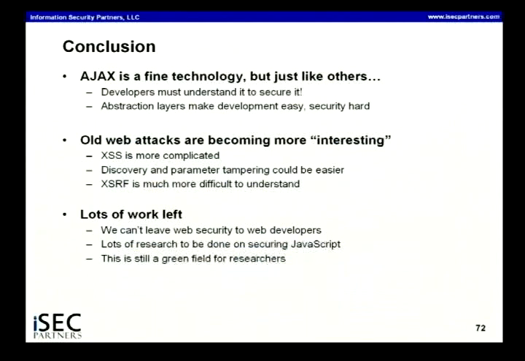So in conclusion, Ajax is a fine technology, just like others, but developers need to understand it to secure it. Just like all these other technologies, we get the money and we get the cool stuff, and security comes way later. All these old web attacks have become much more interesting, like cross-site scripting, and none of this stuff is really new. It's just we're kind of reliving 1999 and 2000 because the old bugs that people knew how to fix in the Web 1.0 world are now becoming much more complicated and hard to find, and there's lots of work left for research here.